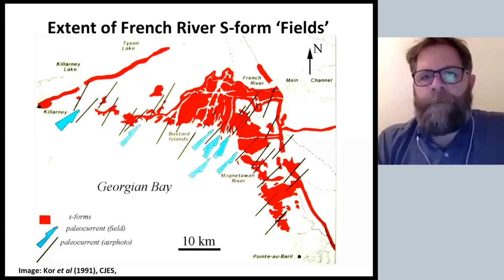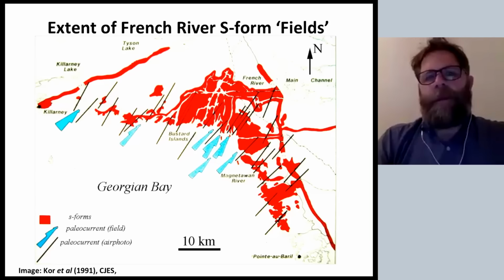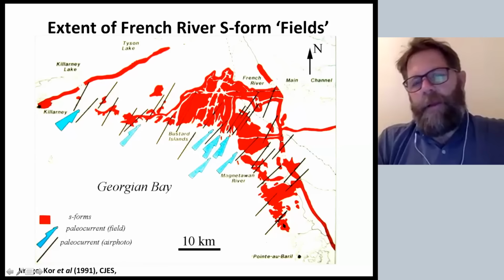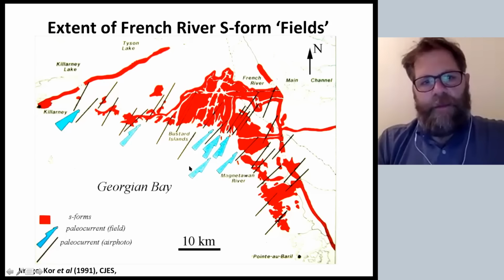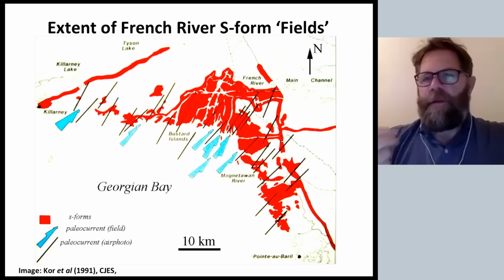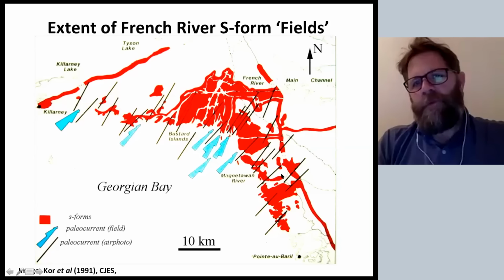Now, if you map these broad areas of bedrock that have been sculpted, you realize that this is Georgian Bay. And so this is on land. This is a shoreline, essentially around the red line. You realize that there's, first of all, remarkable similarity in the paleocurrents. In other words, if you take the forms and you map their long axes, you get an idea of their direction. And it's remarkably similar across the entirety of this northern part of Georgian Bay.